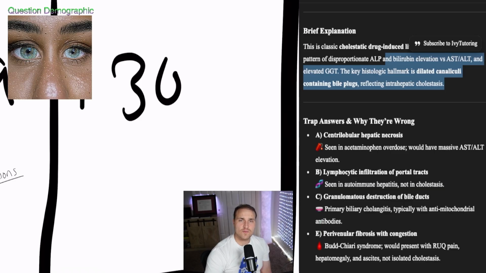So basically we have a woman who's developed some drug-induced cholestasis after starting herbal supplements. Her labs show high bilirubin, high ALP, and GGT, classic for cholestatic drug-induced liver injury. So it shuts down the bile transport system. Oral contraceptives can do that, especially when combined with antibiotics. So cholestatic drug-induced liver injury is what's going on with this patient right here.